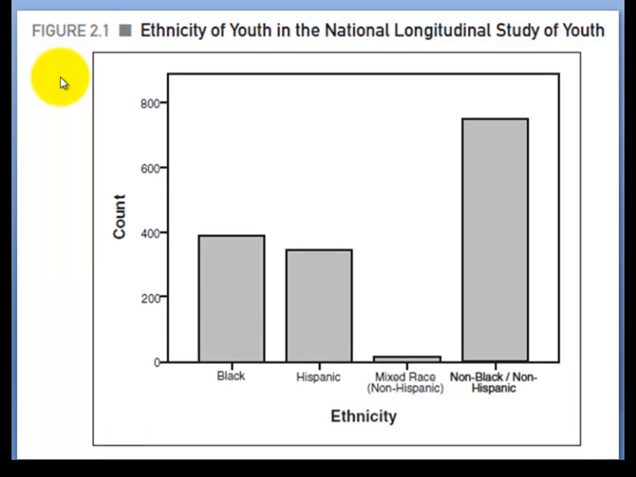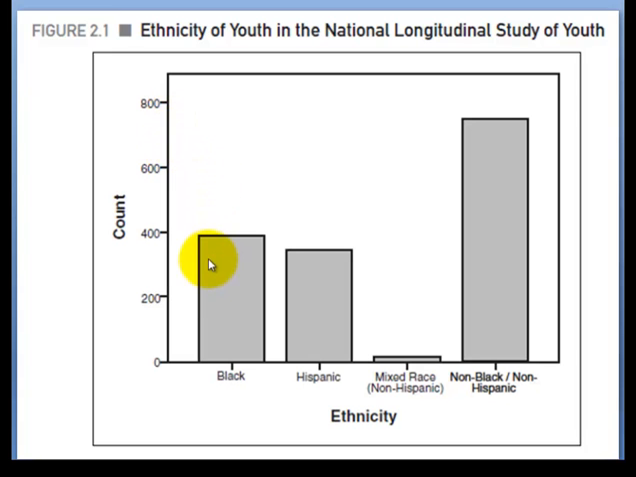This slide is presenting for you a bar chart. Bar charts are used to display frequencies of categorical variables, so you can see that the variable ethnicity comprises different categories. It's non-numeric. Heights of the bar chart's columns are conveying frequency. So count is a synonym here for frequency. As a for instance, we have, I would say, 750 or so non-black, non-Hispanic youth in this particular study sample.